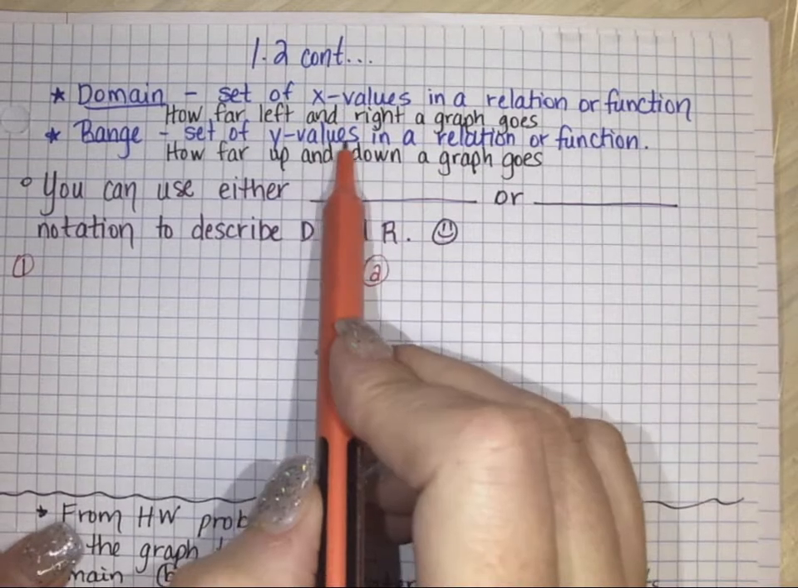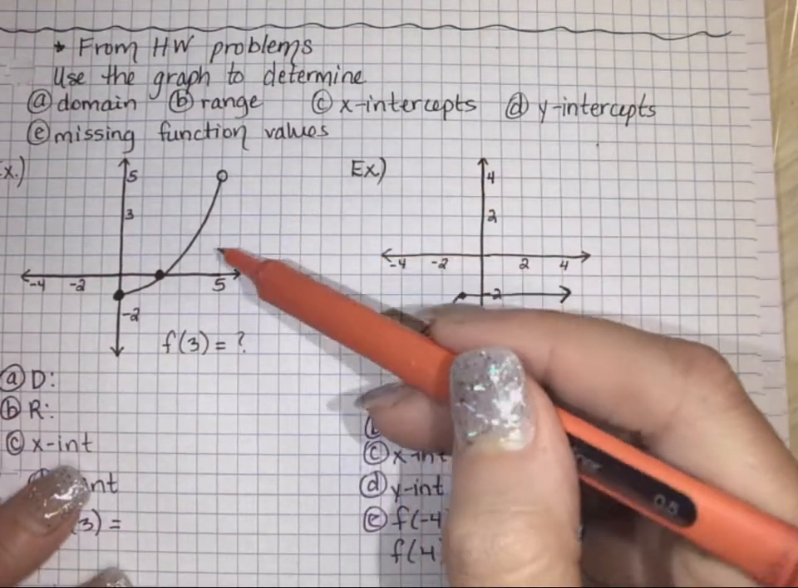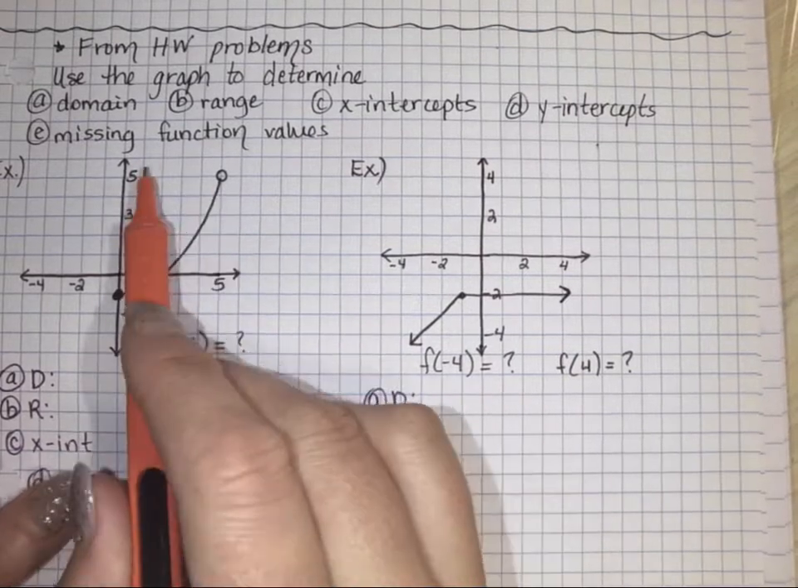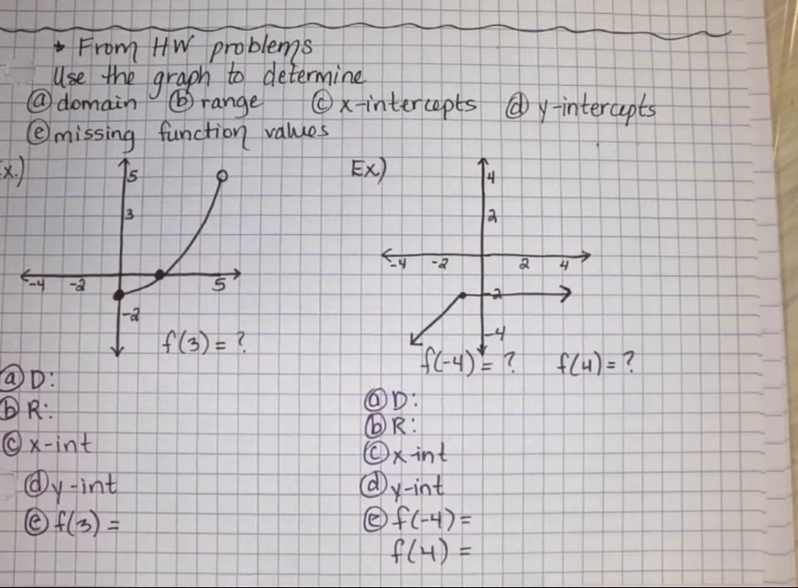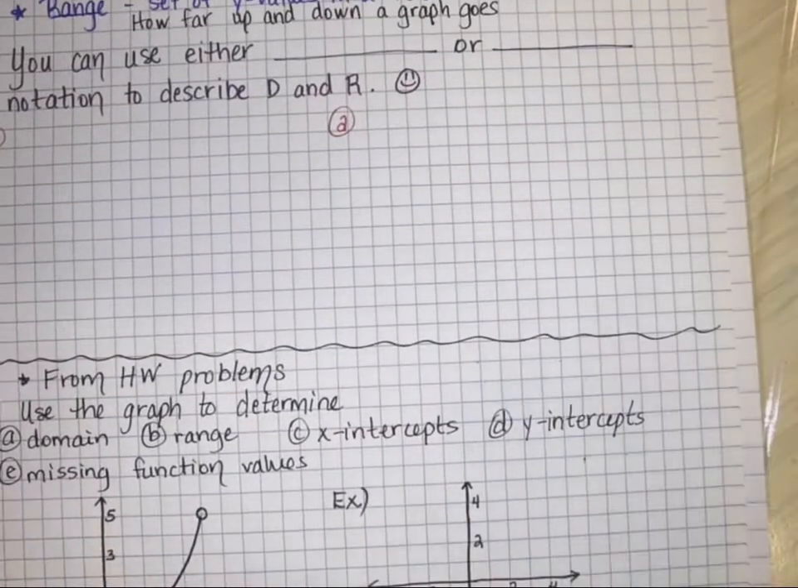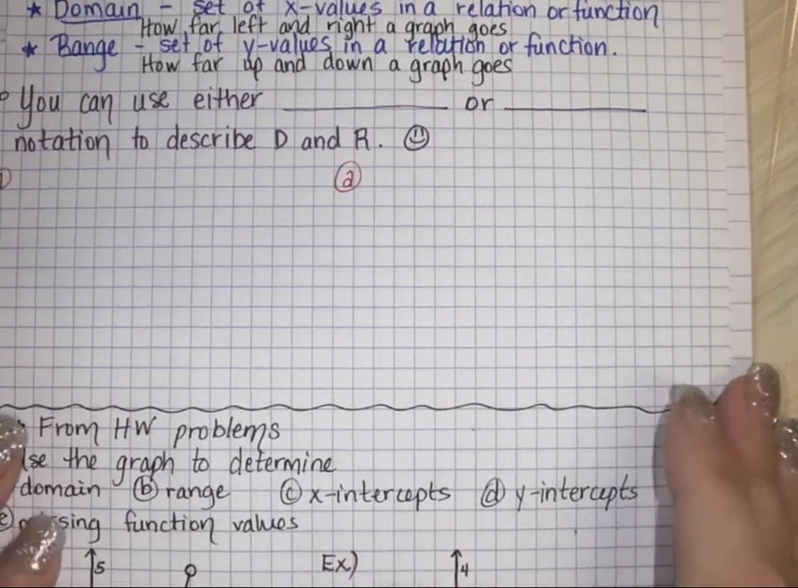Range is a set of y values, or how far up and down your graph goes in relation to the y-axis. So in some of these cases, it gets hard to make yourself only focus on, okay, I'm finding domain, I just need to look at the x-axis, I'm finding range, just look at the y-axis.